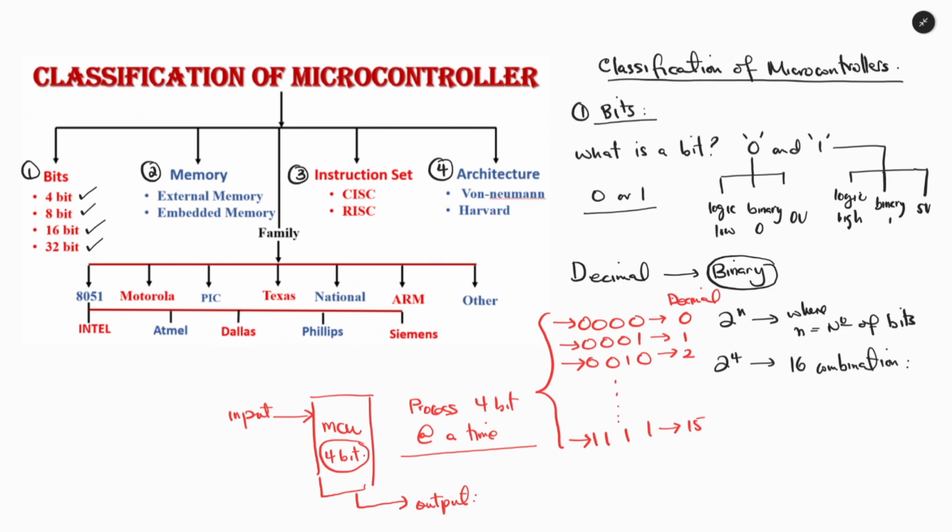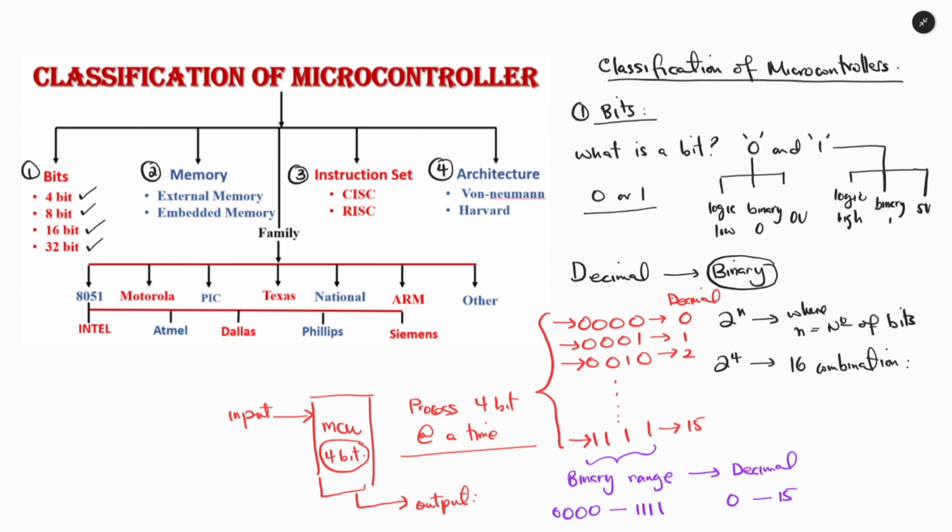And we can simply say that a 4-bit microcontroller will have a binary range from 0000 to 1111. And in terms of the decimal range, we can see that it starts from 0 to 15. And this is just the same, but we normally do conversion.